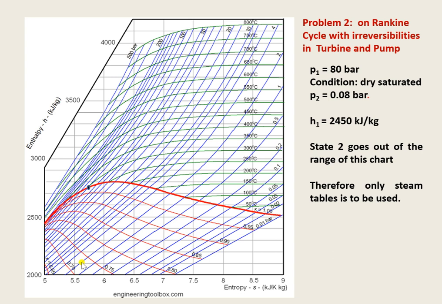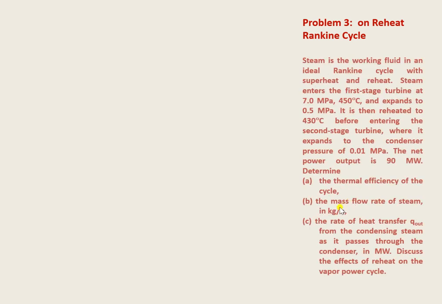Now coming to problem 3, which is on reheat Rankine cycle, we will see how to use the Mollier chart. Steam is the working fluid in an ideal Rankine cycle with superheat and reheat.